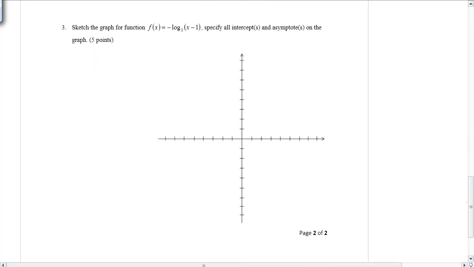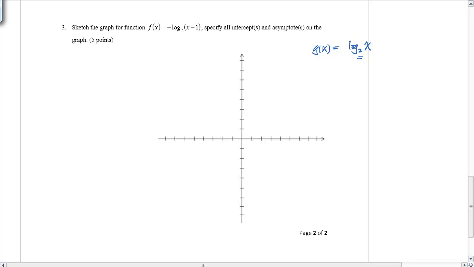The last problem is a graphing problem: sketch the function f(x) equals negative log base 2 of (x minus 1). We're going to graph this based on the parent function. Let's call it g(x) equals simply log base 2 of x. This is a logarithmic function with a base that is bigger than 1. Therefore, the graph will have the general shape of an increasing function.